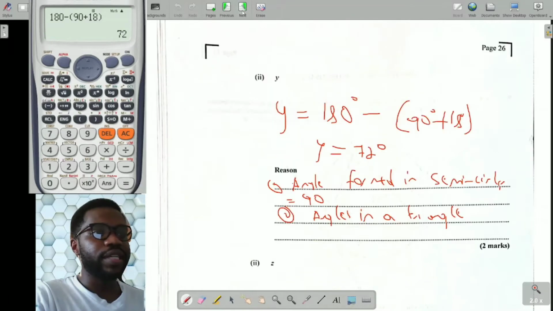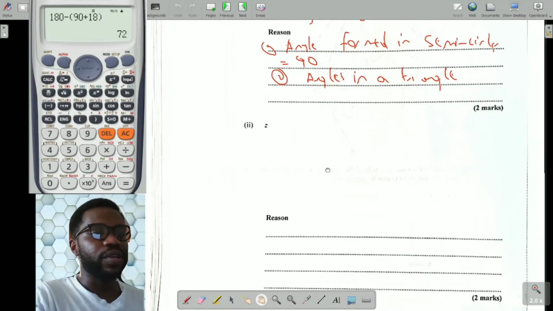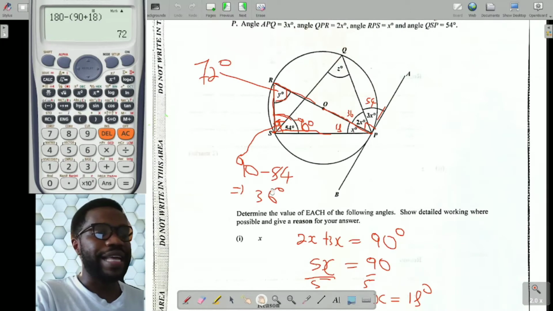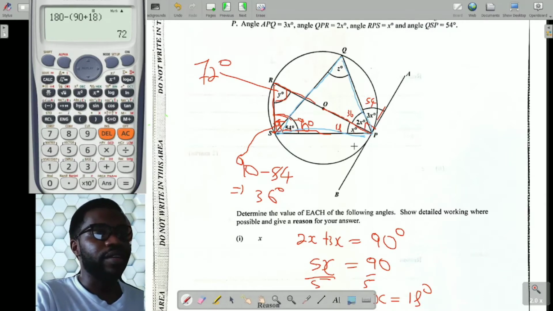Now the next question they want from us is angle z, and the reason for angle z. Now this is a pretty good circle theorem question. Nothing for you to kill yourself about. You don't even need that much circle theorem in this question. Because if I'm going to find z, two things we can establish. Let us ignore circle theorem. This is a triangle right here. We know two angles in the triangle, so finding the third angle is not a problem.